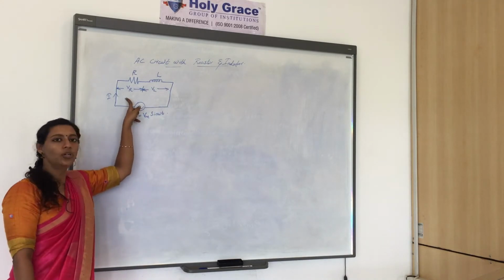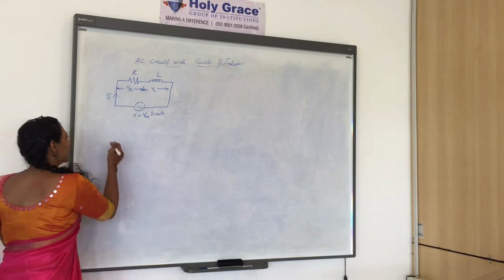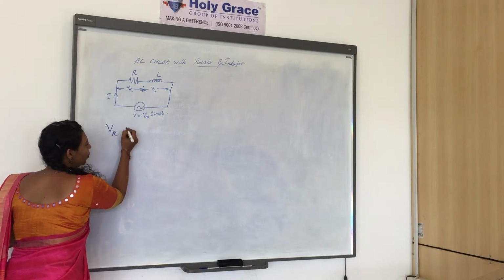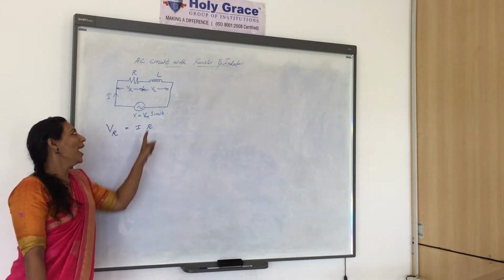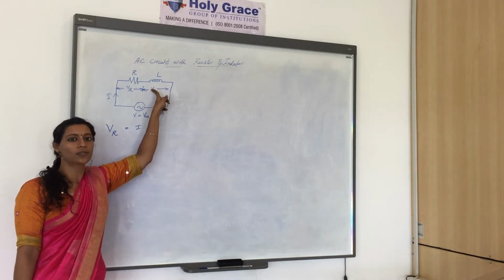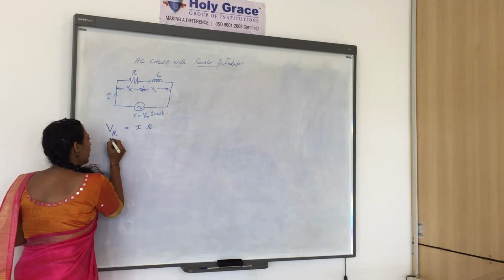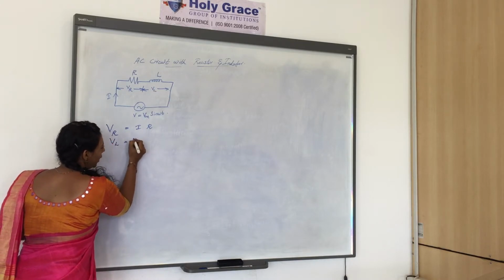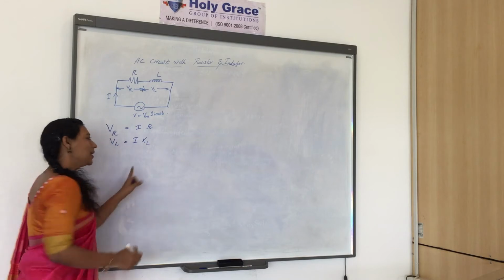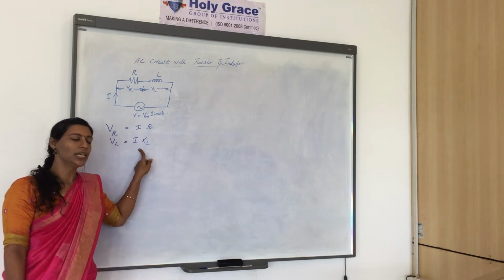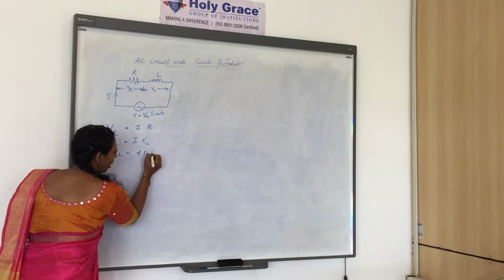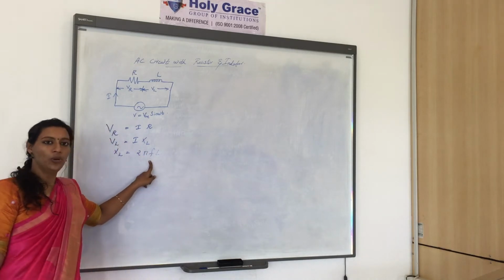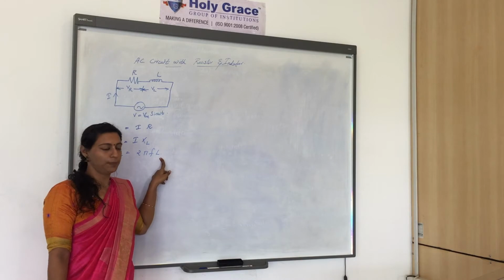VR is the voltage across the resistor, which is given by VR equal to I into R by using Ohm's law. And VL is the voltage across the inductor, which is given by VL equal to I into XL, where XL is the inductive reactance, given by XL equal to 2 pi F L. F is the frequency and L is the inductance.